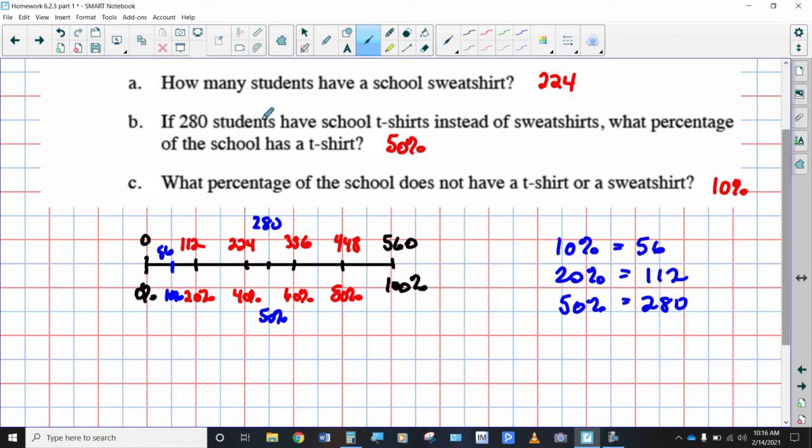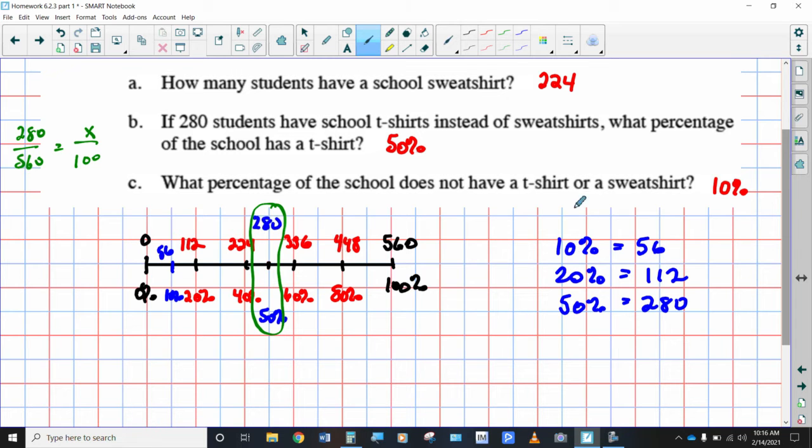So if 280 students have school t-shirts instead of sweatshirts, what percent of the school has t-shirts? Okay, so 280 would be the part out of 560. We're trying to find the percent now. If you look here, you'll see that the 280 represents 50%. That's the halfway point. Same thing here, where I took 10%, which was 56, and then 20% was 112.